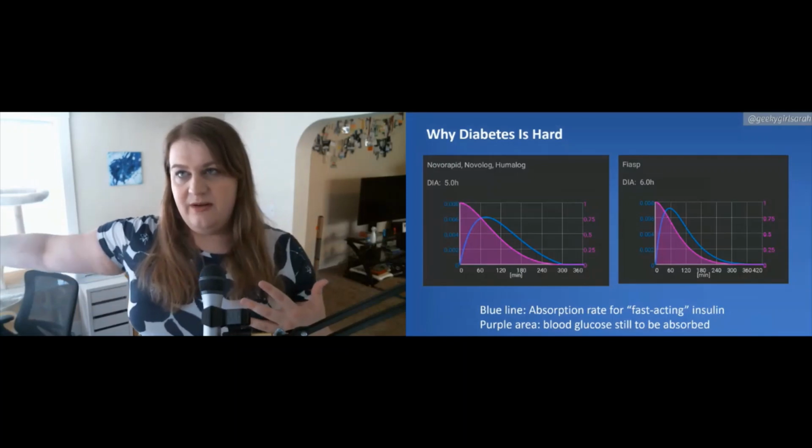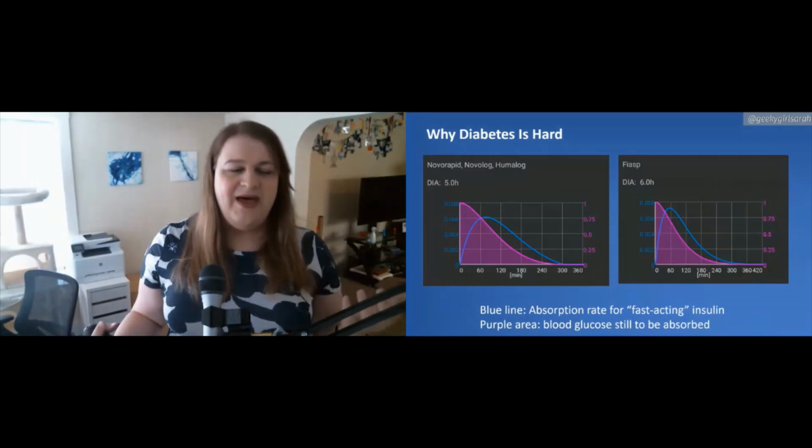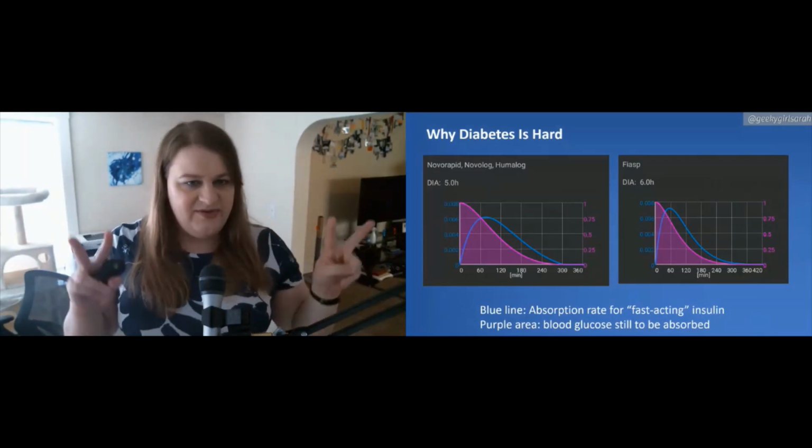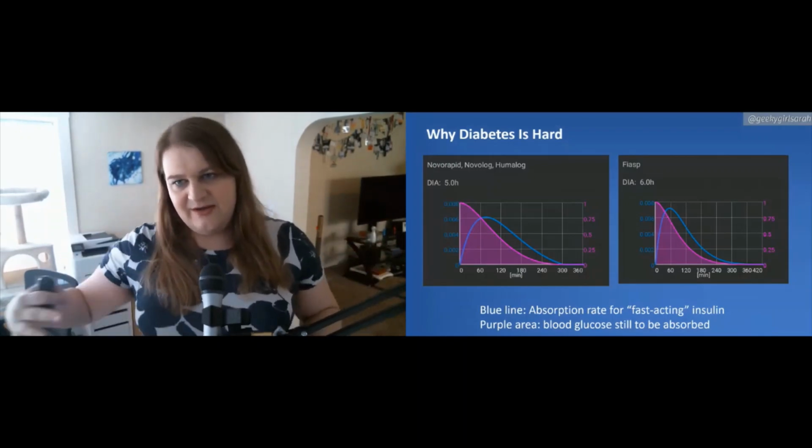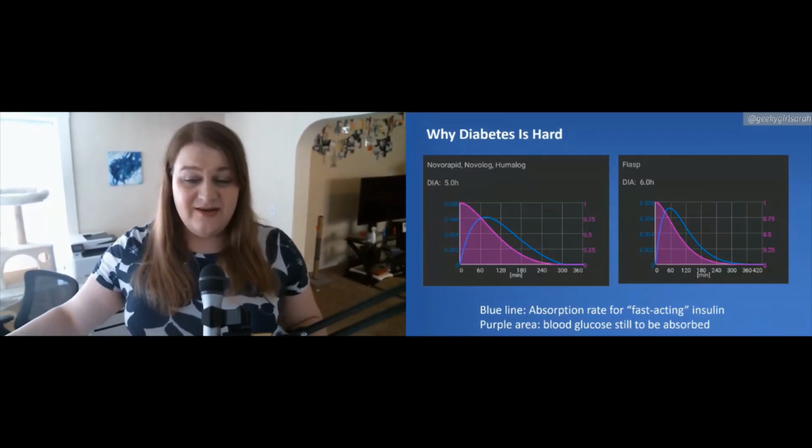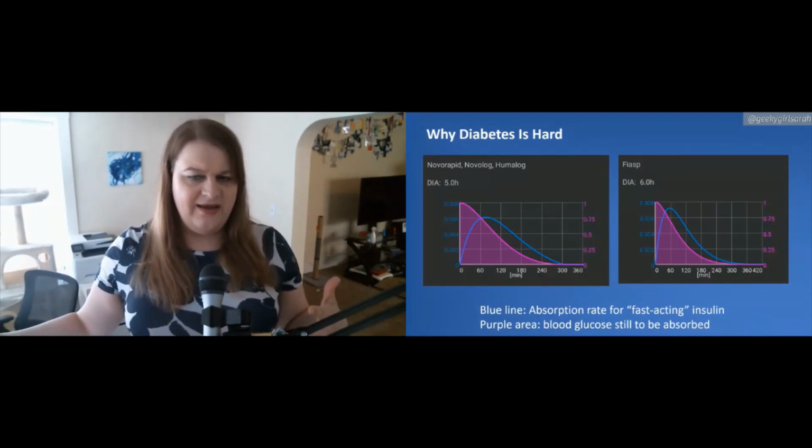It's very tapered. So you have to keep in mind stacking insulin, which is where if I take a little bit now and I take a little bit later and I take a little bit later, it's going to skew this graph very dramatically.